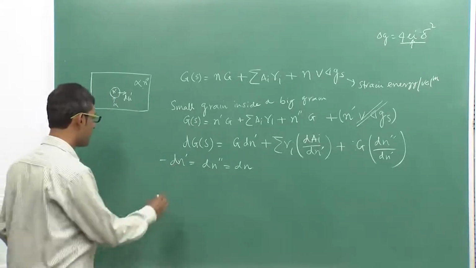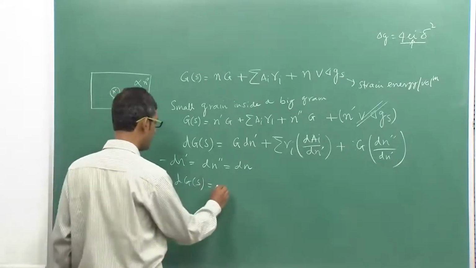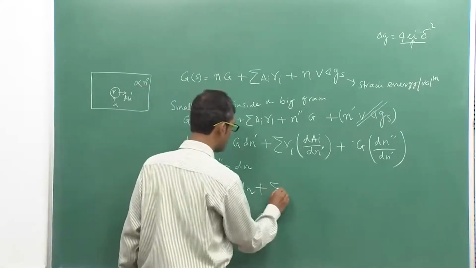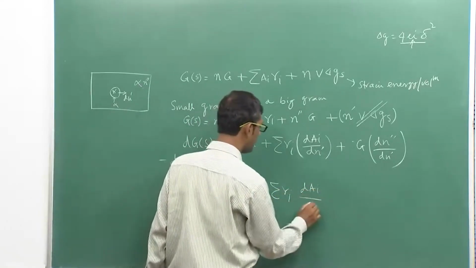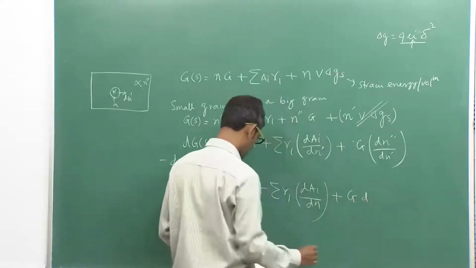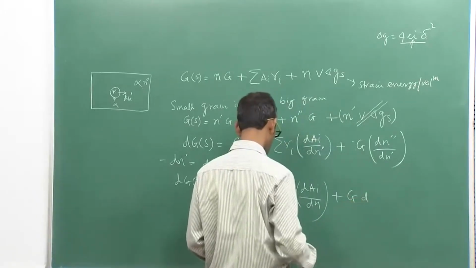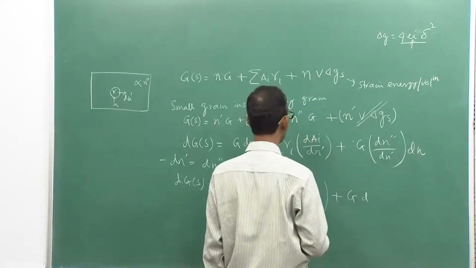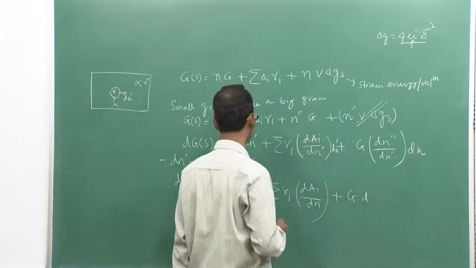So, in that case we can write dGs because of this is equal to minus G dn plus sigma i. Basically, we replace everything by dn, that is what we do, plus G. Some mistake I have made, yes, dn, here also dn, right.